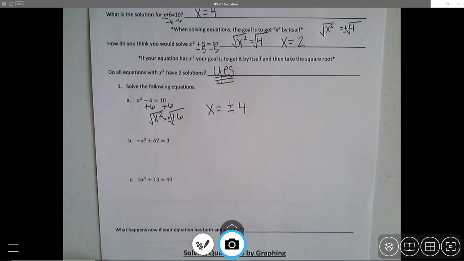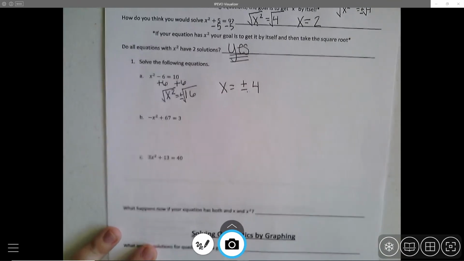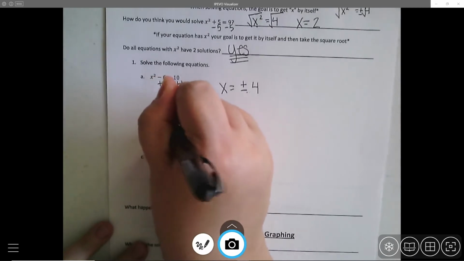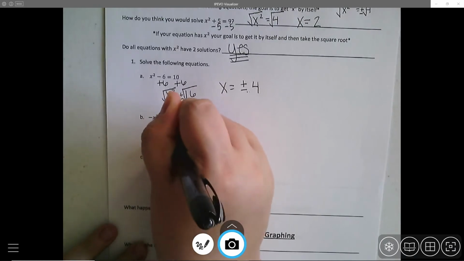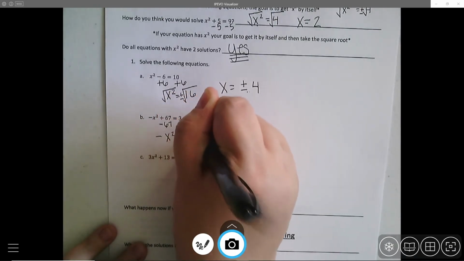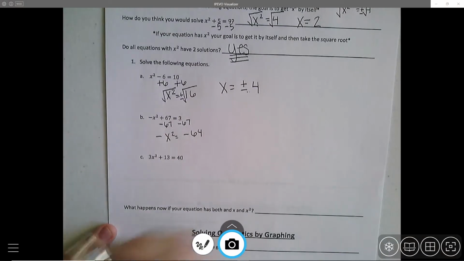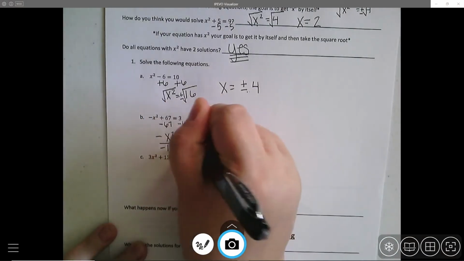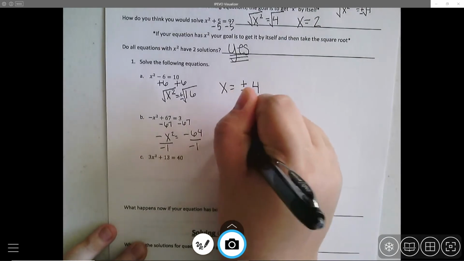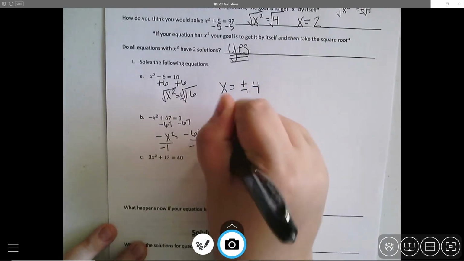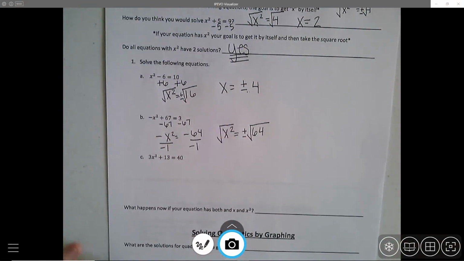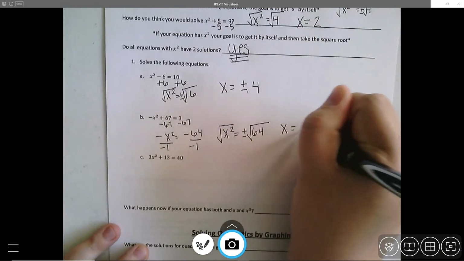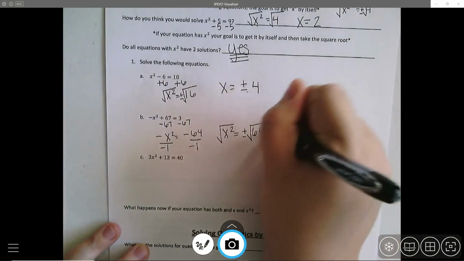If I look here at B, I want to get x squared by itself, so I'm going to subtract 67 on both sides. I get negative x squared equals a negative 64. If you have a negative in front of your x squared, divide both sides by a negative 1. I get x squared equals 64. X squared by itself, take the square root. In front of the square root of the number, we put a plus or minus. Square root of x squared is x. Plus or minus square root of 64 is 8.